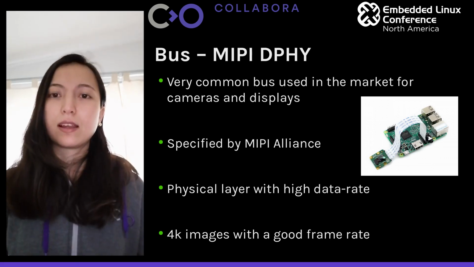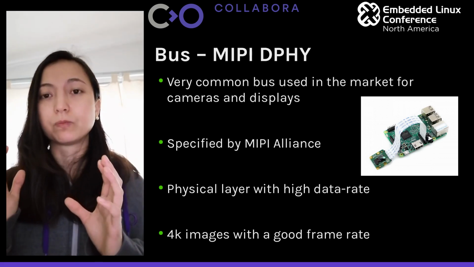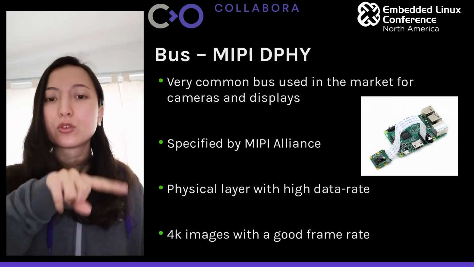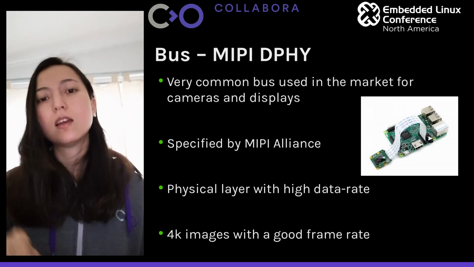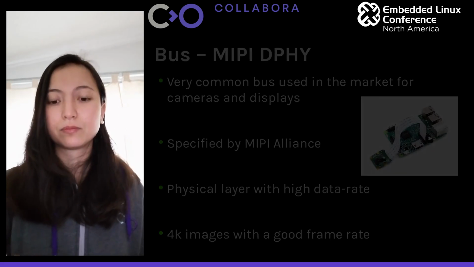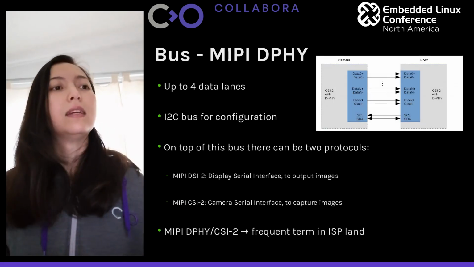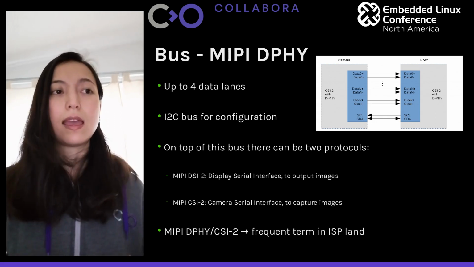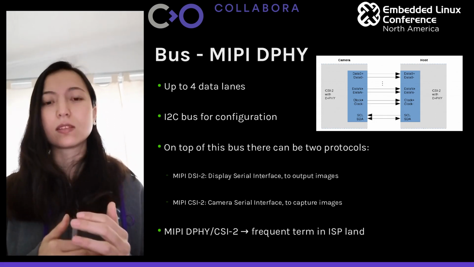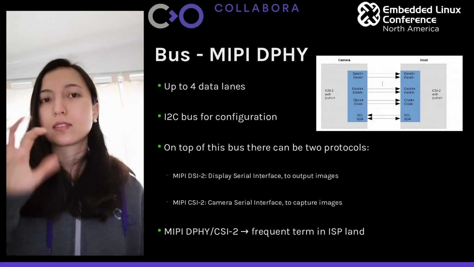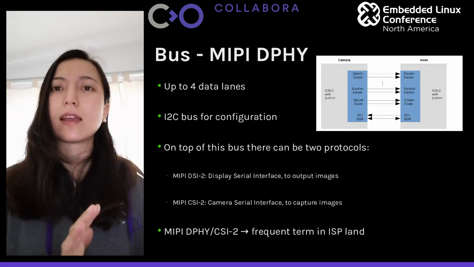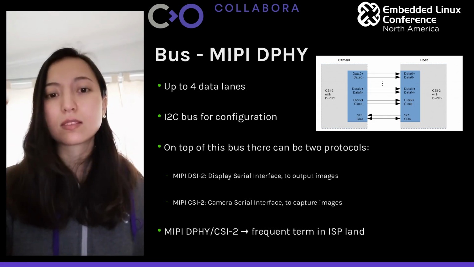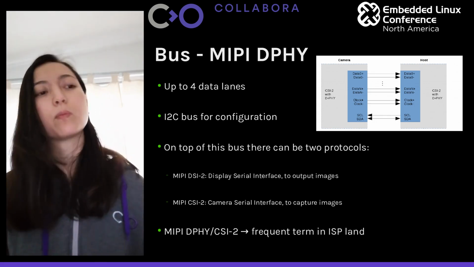In this image there we have a Raspberry Pi that is connected to a sensor through this flat cable bus. So this bus is the MIPI DPHY. This bus can have up to 4 data lanes, and it also has an I2C bus for configuration. So in this image on top, we have the camera connected with the host, and we have several data lanes, some clocks, and then the I2C bus.